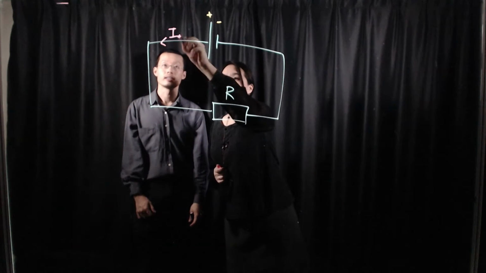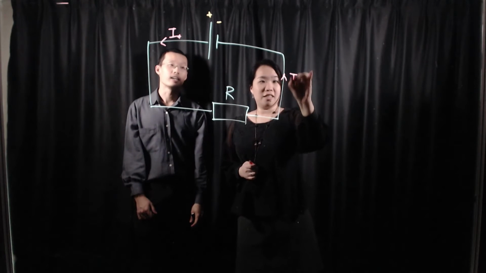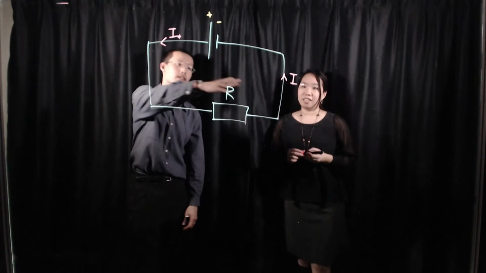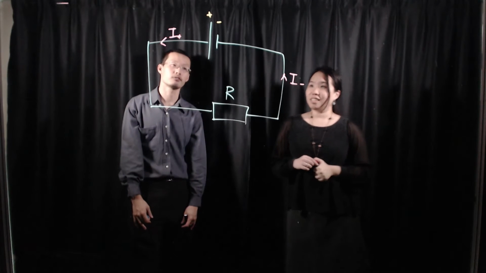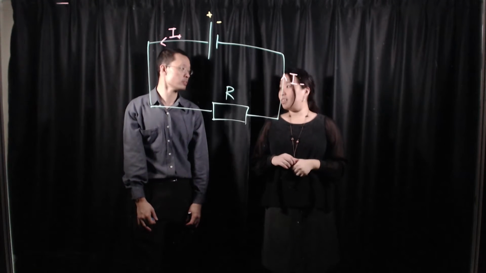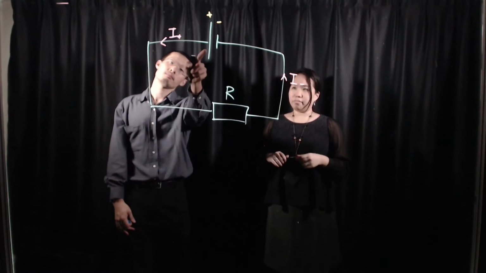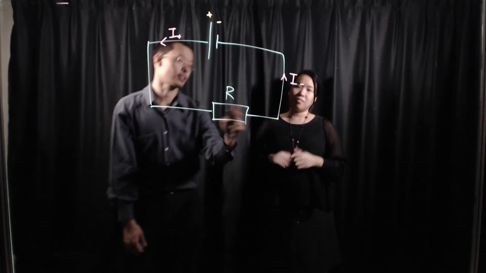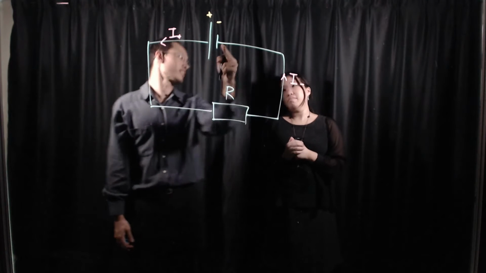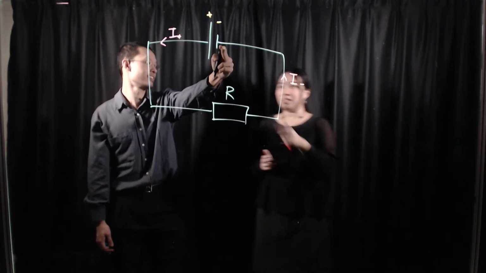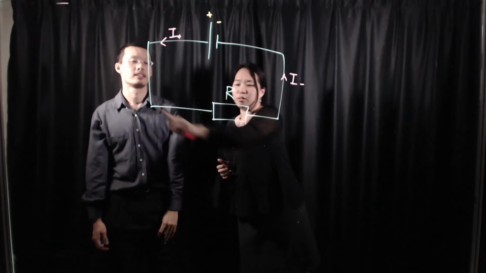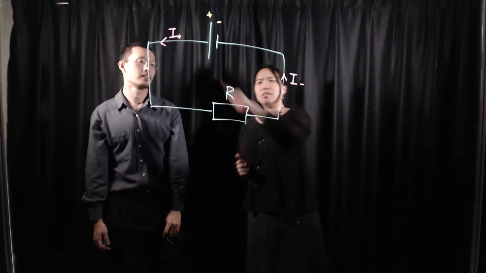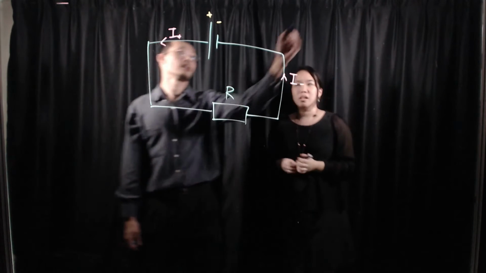I. Yes, I plus and I minus. It's true, I didn't realize they could be different. Can they be different? So I think that from the positive side to the resistor and from the resistor to the positive side, there may be differences between currents.